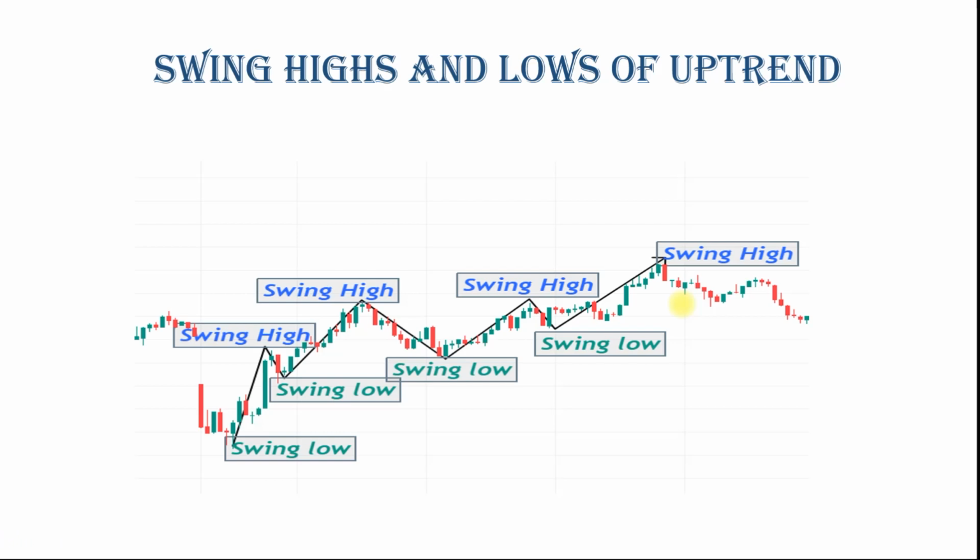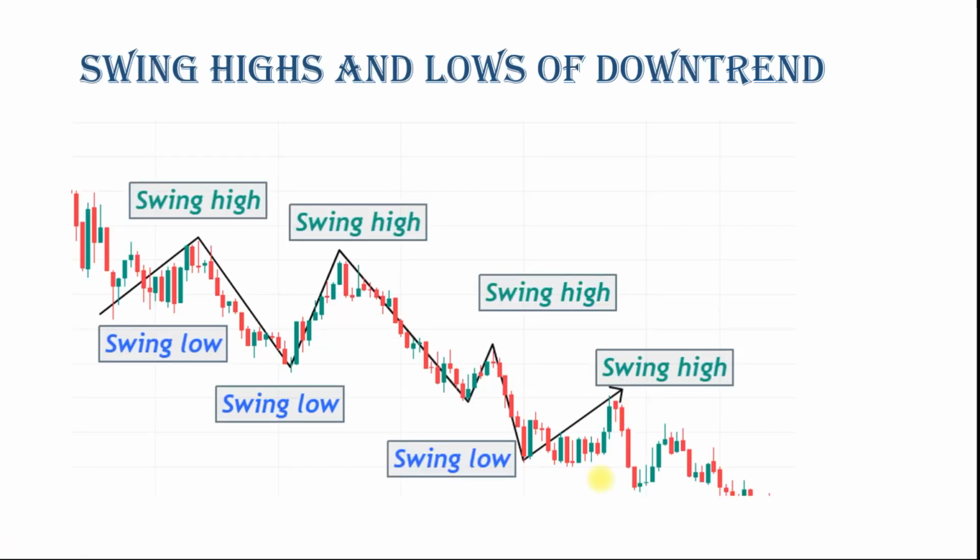For uptrend. This is the picture of swing highs and swing lows of the downtrend. Here the price is falling. So price will not fall in a straight line. Again, the same as what I told for the uptrend: price will form the swing highs and swing lows. Here we can see this is the swing high, swing low. Again swing low, swing high, swing low and swing high. This is called retracement. Okay.